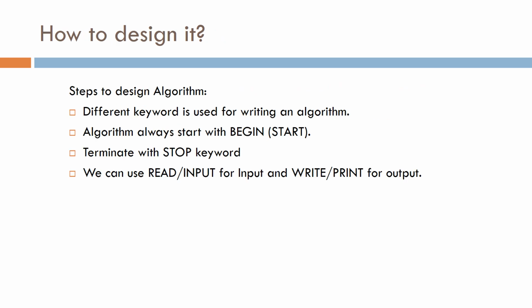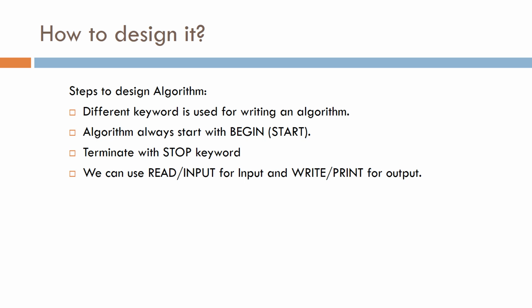So how to design it? These are the basic steps which we have to keep in mind during the creation of algorithm. The first thing is that different keywords are used for writing an algorithm, right? Like, as I said, for starting the algorithm I am using the word start. Similarly, an algorithm always starts with begin also, or you can use the word start, right? Then it terminates with the stop keyword. So ending is with the label stop.